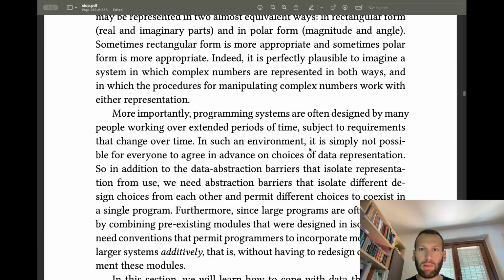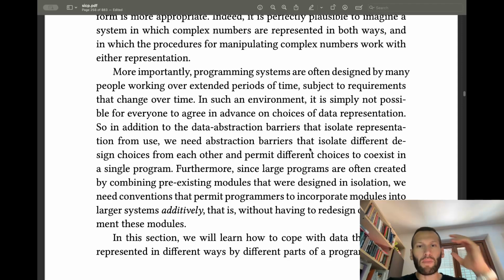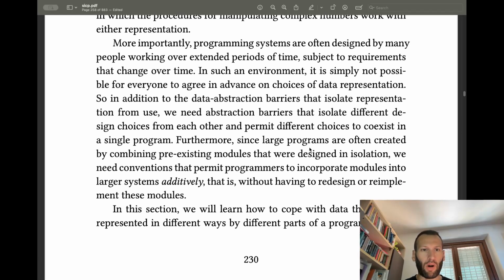Indeed, it is perfectly plausible to imagine a system in which complex numbers are represented in both ways, and in which the procedures for manipulating complex numbers work with either representation. More importantly, programming systems are often designed by many people working over extended periods of time, subject to requirements that change over time. In such an environment, it is simply not possible for everyone to agree in advance on choices of data representation. So, in addition to the data abstraction barriers that isolate representation from use, we need abstraction barriers that isolate different design choices from each other and permit different choices to coexist in a single program.